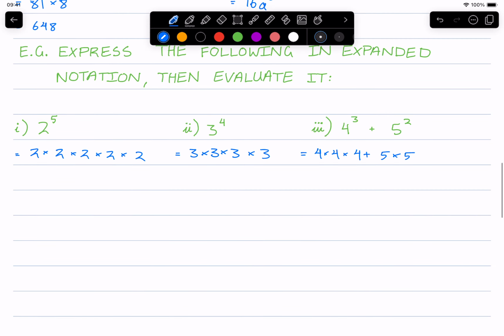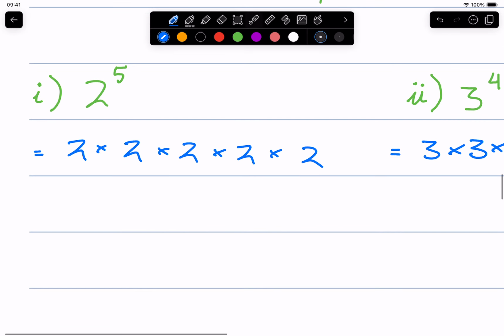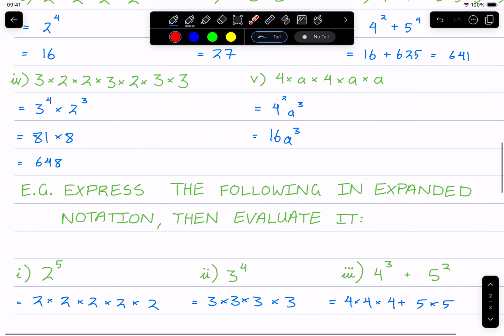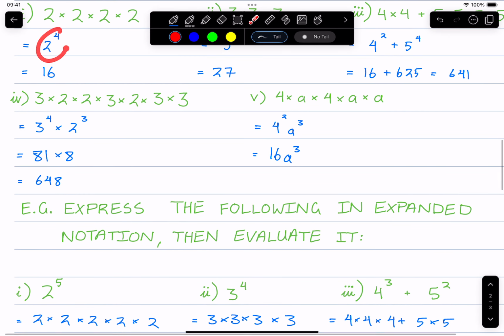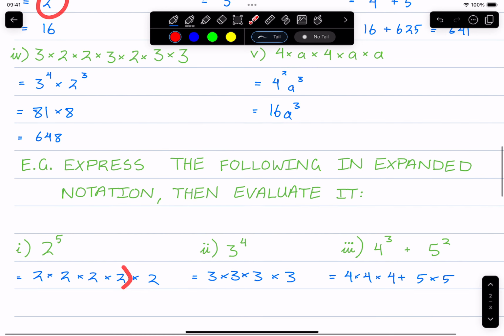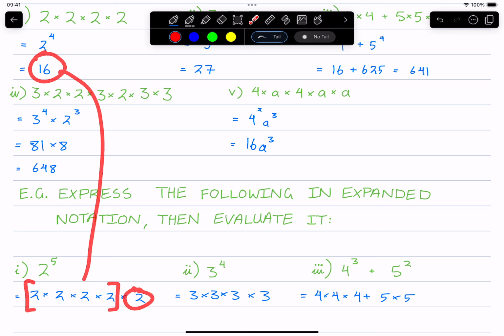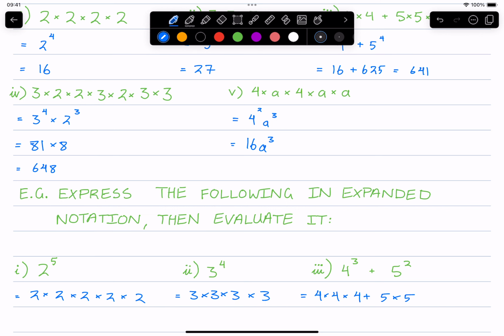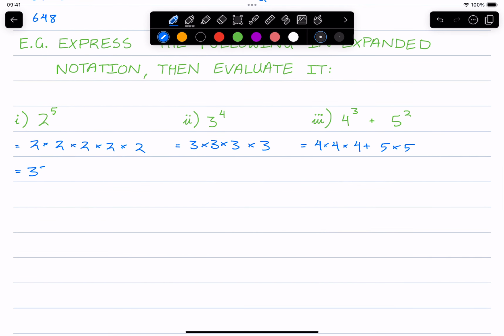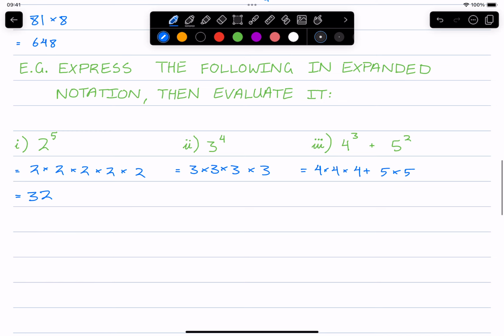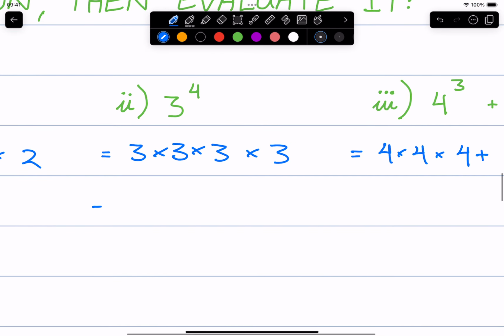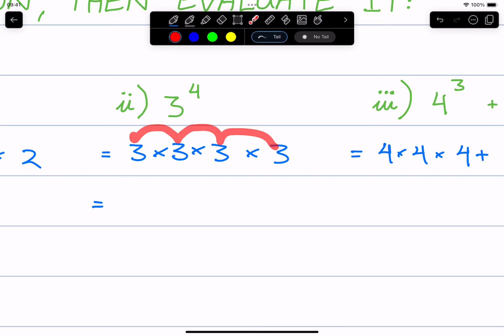Now let's just evaluate these as an exercise of arithmetic. It helps actually because if we have 2 to the power of 4, which is 16, all we need to do now is just multiply that by 2. So 16 times 2 is going to be 32. And I'll show you some tricks with this one here. We don't have to just work in a linear manner, meaning 3 times 3 times 3 times 3.